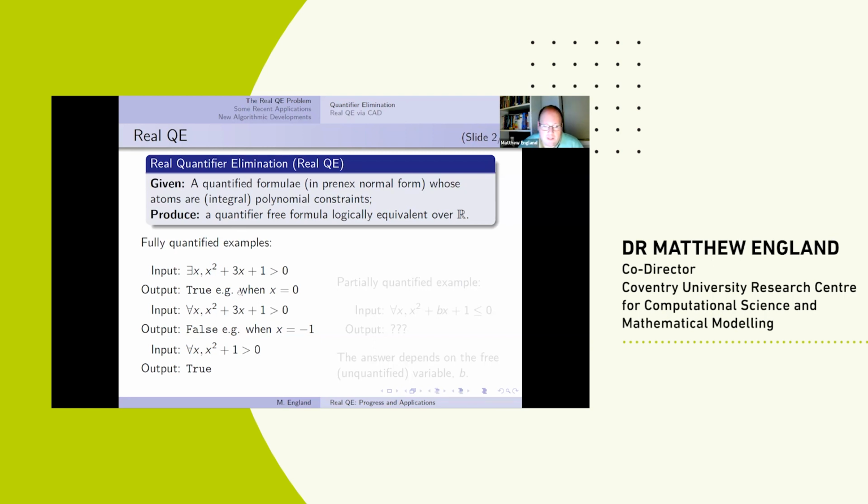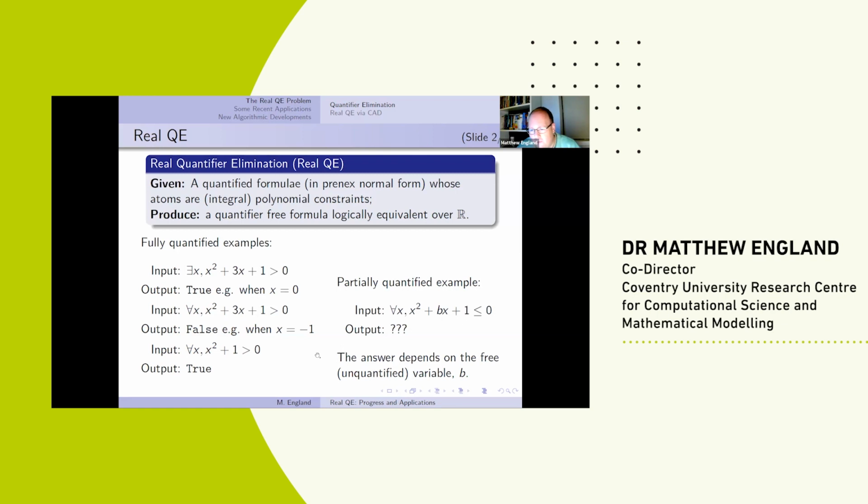It's true for some x, as we've just seen, but it's not true for all x. So here, the quantifier elimination would produce false. This third example is an example where something is true for all x. So x squared plus 1 is always greater than 0 because the square of any real number is positive, and adding 1 also keeps it positive, so that is true. So these examples are very simple because they all boil down to true or false.